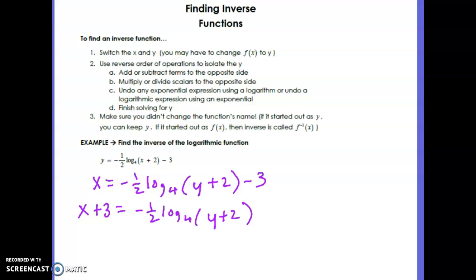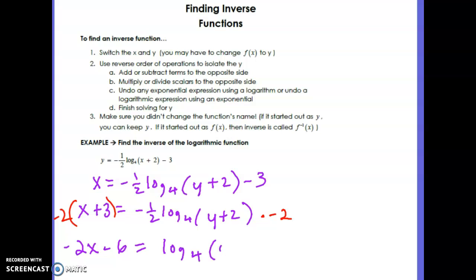Now we need to do the base. Wait, I lied. Let's get rid of that 1/2. Let's multiply both sides by -2. And doing the other side, that's going to become -2x minus 6.